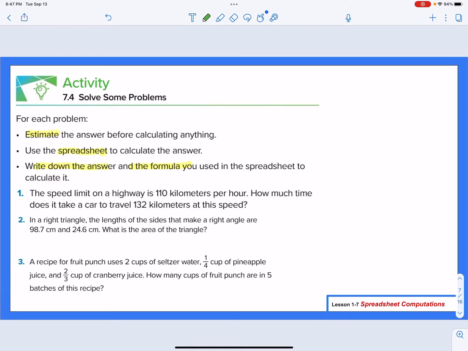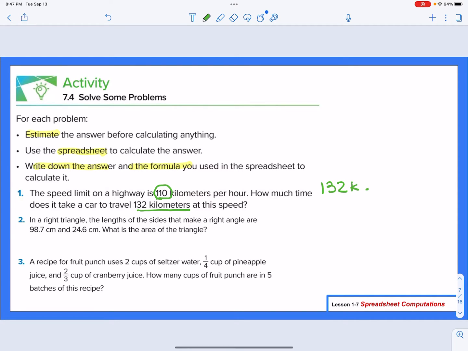Number 1, the speed limit on a highway is 110 kilometers per hour. How much time does it take a car to travel 132 kilometers at this speed? Okay, so in this case here, we know it's going to do 132 kilometers, right? 132 kilometers.